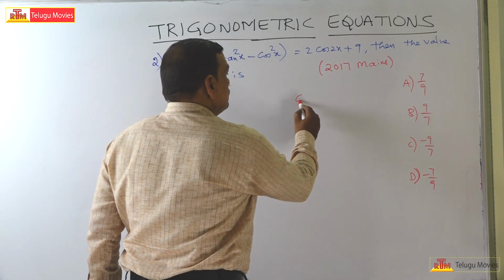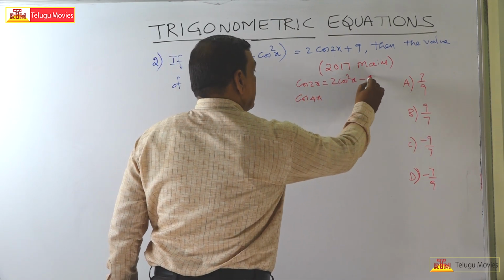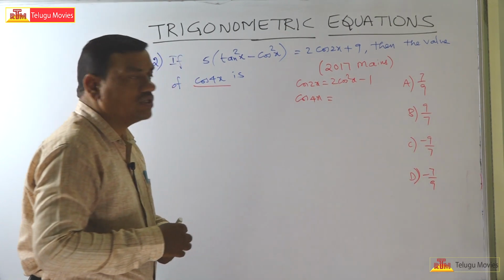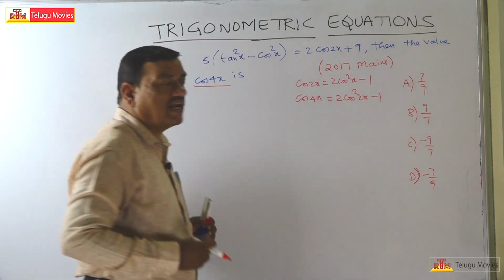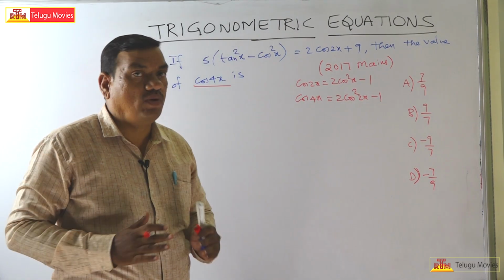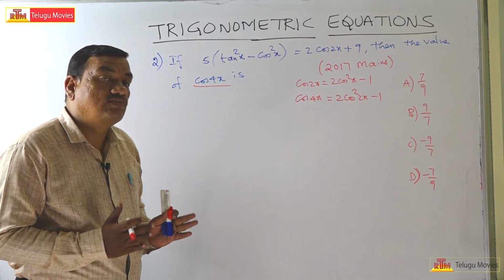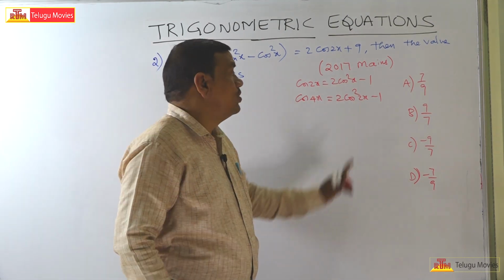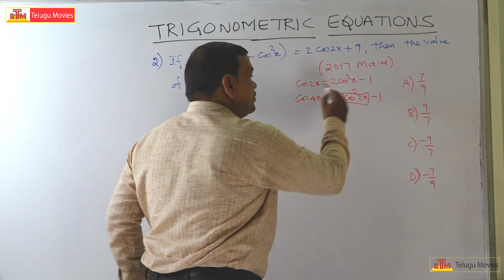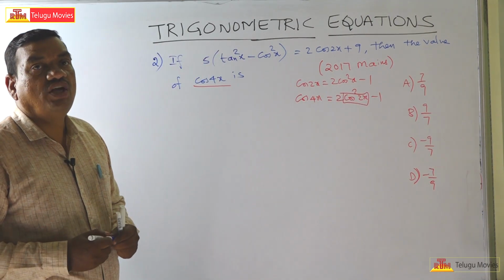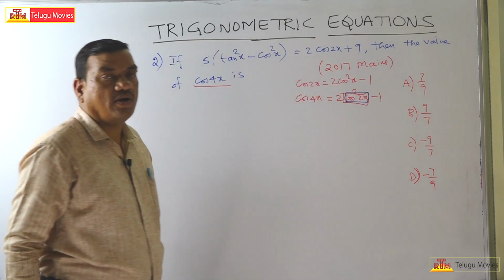Cos 4x, that means what is cos 2x? This is 2 cos square x minus 1. What is cos 4x? 2 cos square 2x minus 1. What I am going to explain is how to think about the problem and how to tackle it. What we want is cos 4x. Its value is 2 cos square 2x minus 1. That means if we know the cos 2x value, the problem is over.